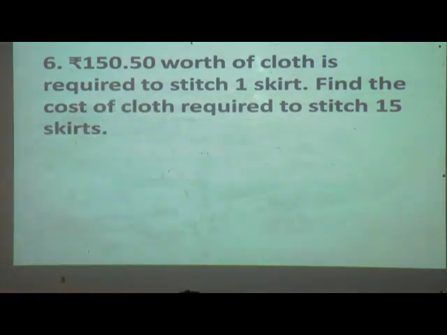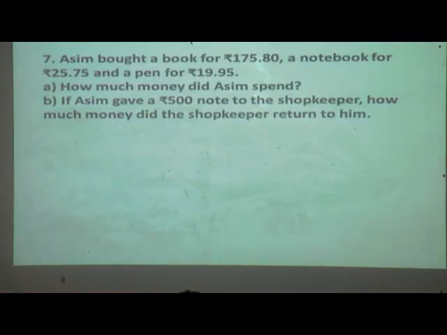Yes. Now next example. Now see the next. Asim bought a book for rupees 175.80 paisa, a notebook for rupees 25.75 paisa, and a pen for rupees 19.95 paisa. How much money did Asim spend? And B question, if Asim gave a 500 rupee note to the shopkeeper, how much money did the shopkeeper return to him?